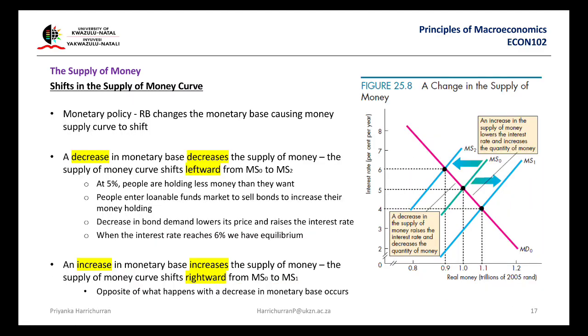Yeah, as you can see over here, right? A decrease in monetary base has nothing to do with interest rates. A decrease in monetary base actually affects it. It decreases the supply, the actual supply, right? And obviously you can see it affects it.